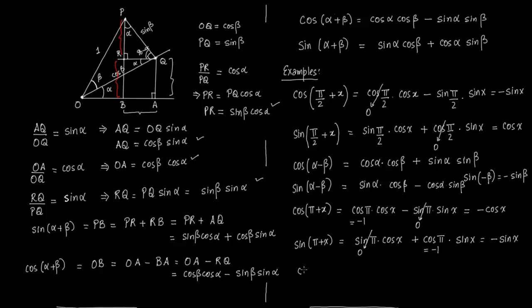And we can again write formulas for cos 2 pi minus x, just expand it and notice that cos 2 pi is 1 and sine 2 pi is 0. And you can again write formula for sine 2 pi minus x.